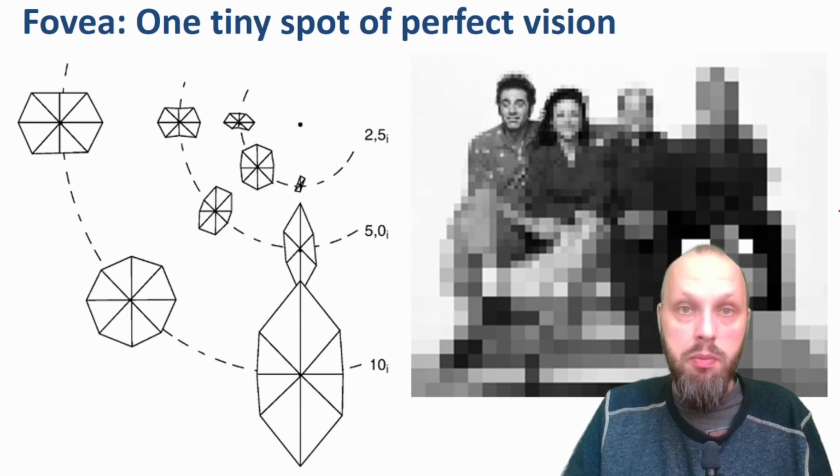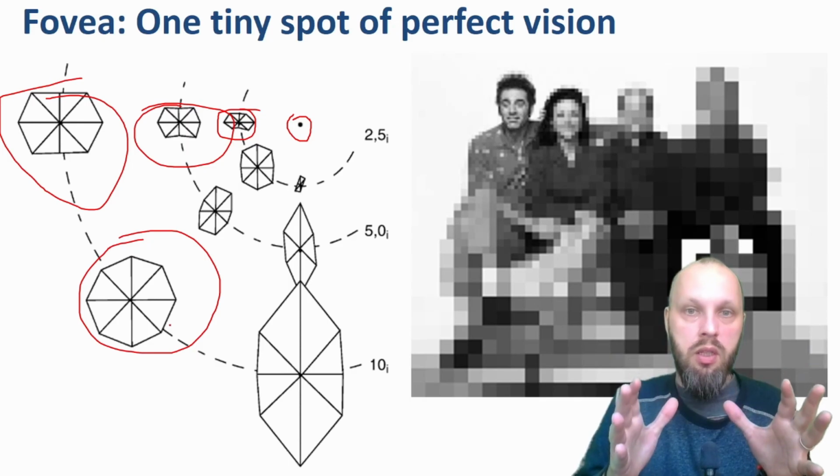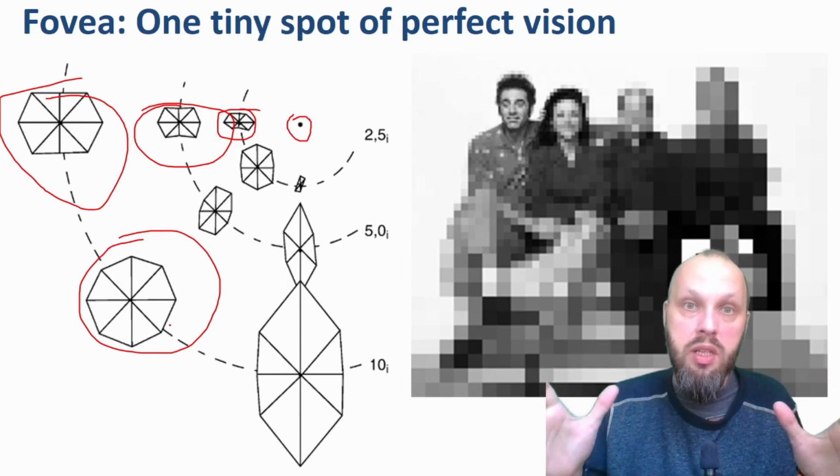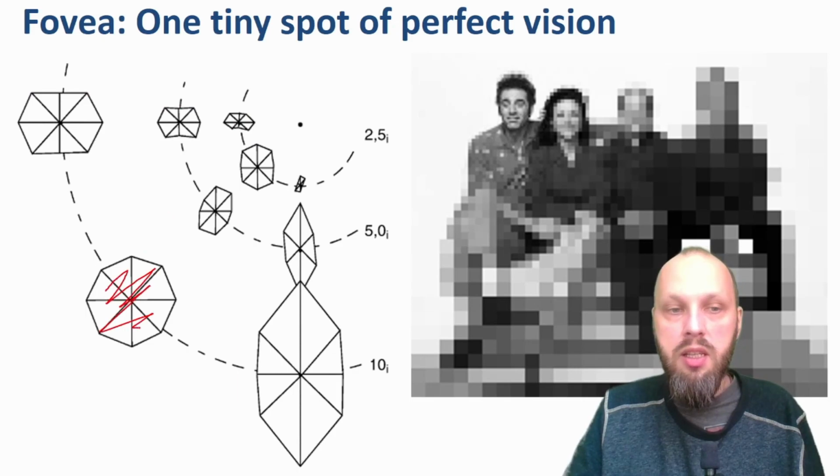That's how you actually perceive the world. There is this tiny part that is in high res, but the further you go, the more blurry everything becomes, because the receptive fields of different rods and cones just grow in size. So you cannot figure out anything within this area or within this area. And the further you go from the fovea, the worse it gets.